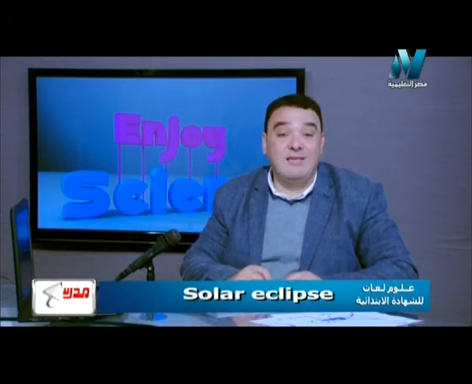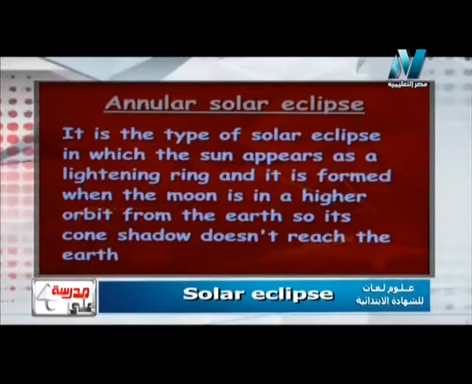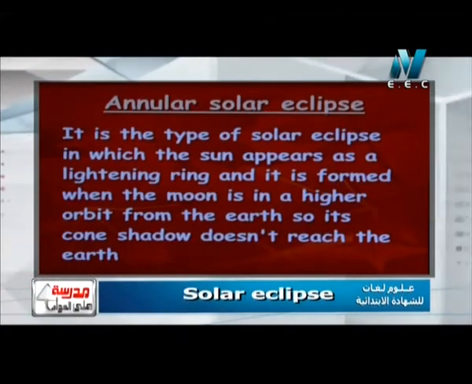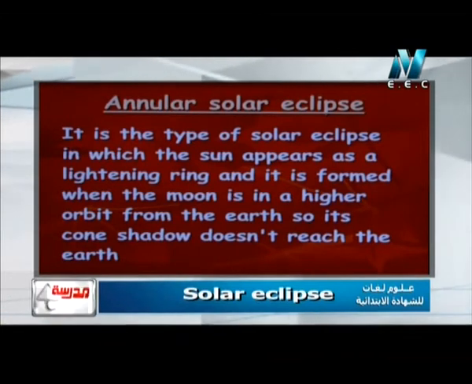So we can make a definition easily for this type of eclipse. It's a type of eclipse that occurs in the antumbra area of the moon, and we can see only the lighted ring of the sun. Again, this is the definition of the annular solar eclipse: a type of solar eclipse in which the sun appears as a lighted ring.